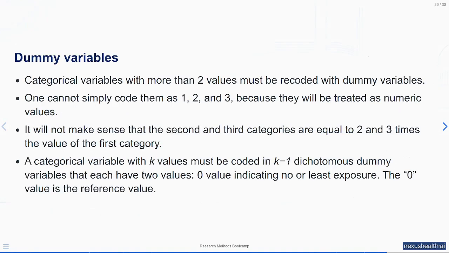Then for categorical variables with more than 2 values, you have to recode them as dummy variables. You can't simply code them as 1, 2, and 3 because they'll be treated as numeric values. This is one of the problems that one sees when analysis is done, especially using SPSS, which does not offer automatic recoding into dummy variables. So you need to be aware of this. It will not make sense that the second and third categories are equal to 2 and 3 times the value of the first, because these are not numerical variables. They are categorical variables with several levels.